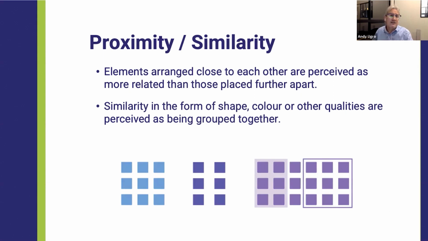So here's two of them. Proximity: elements arranged close to each other are perceived as more related. Makes sense. Similarity: in the form of shape and other qualities, elements are perceived as being grouped together. You know, this may seem obvious to you. It does to me. Yes, we see three different groupings. They're separated by spatial relationships and color. It's kind of a no-brainer, but that's the point.